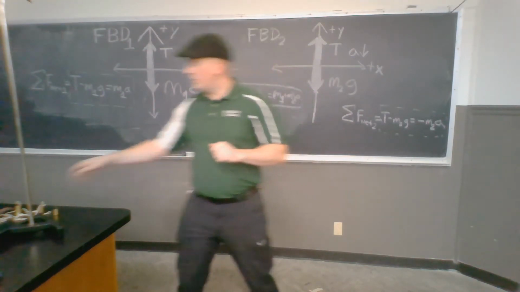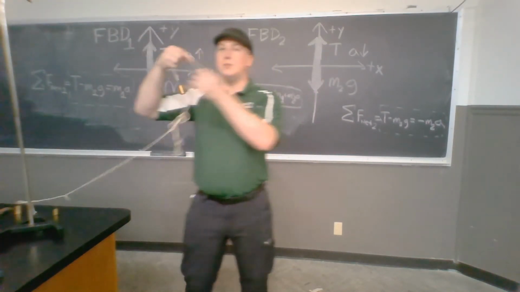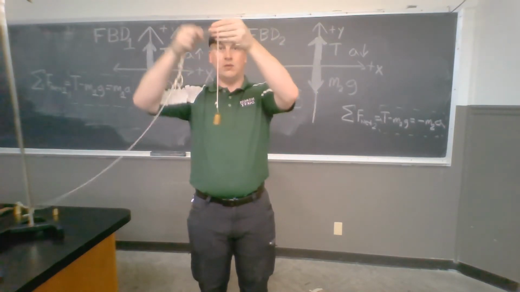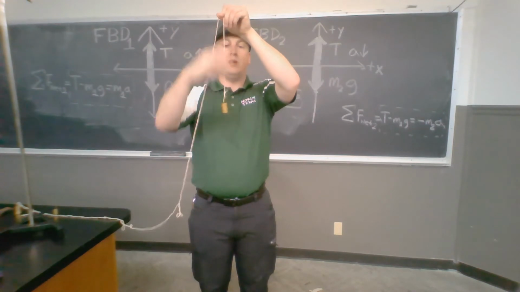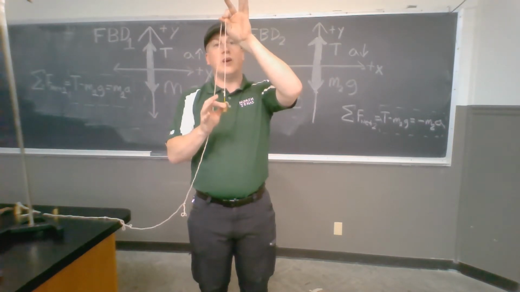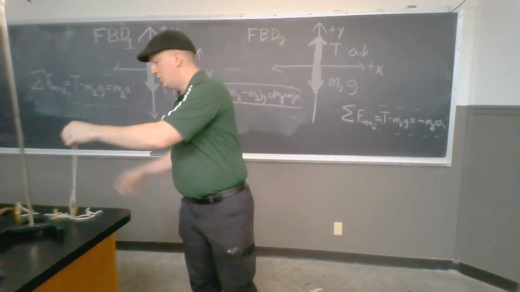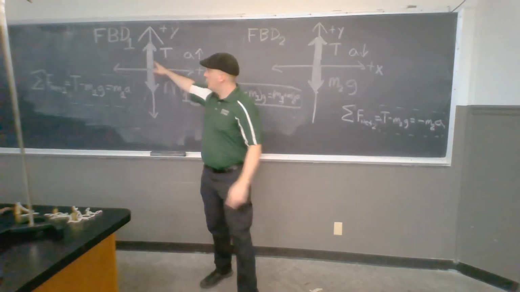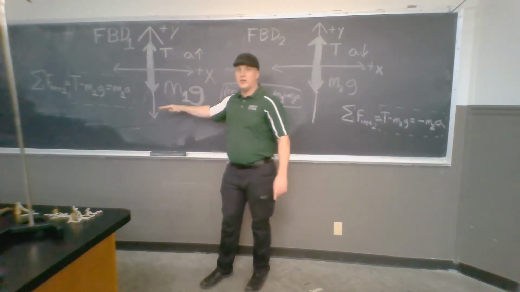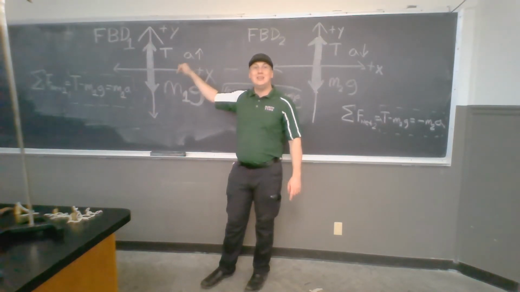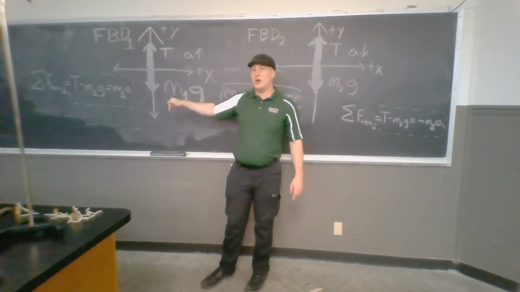In this case, if we just look at one massed object just hanging in front of us, we see that we have the tension pulling up on the object and the acceleration due to gravity pulling down on the object. So we draw the tension pointing in the positive vertical direction, and the weight, which is denoted as M1G, pointing in the downward direction, the negative y.